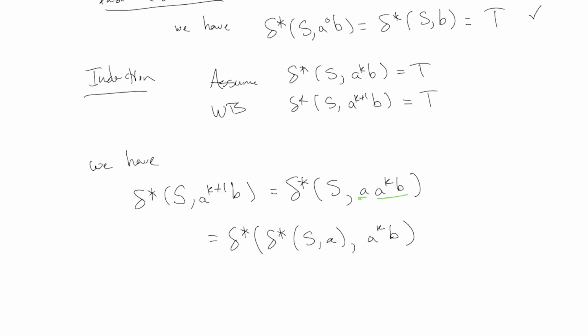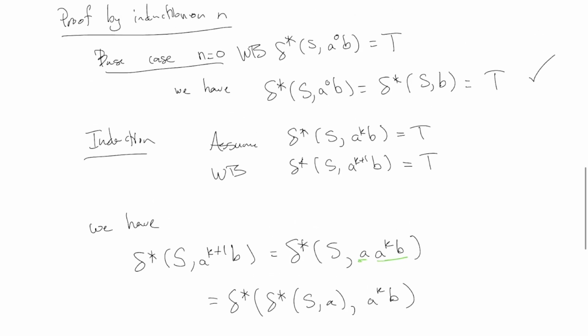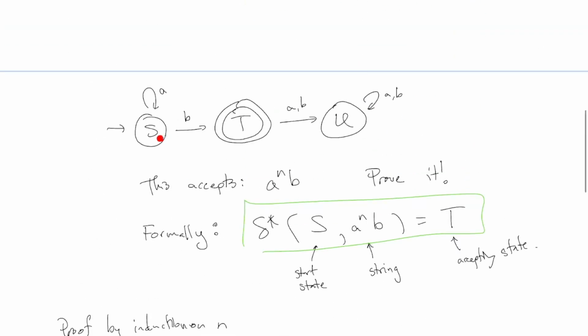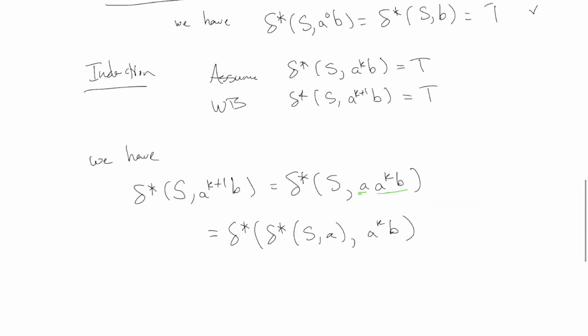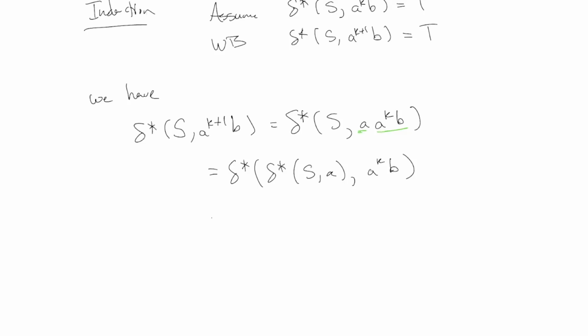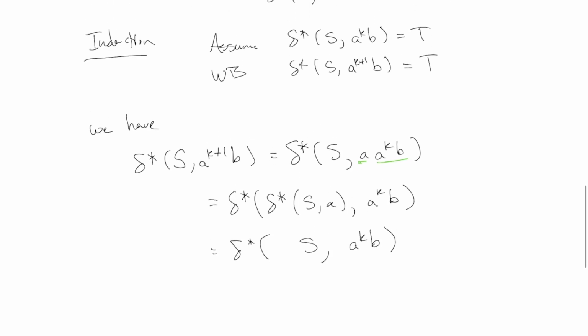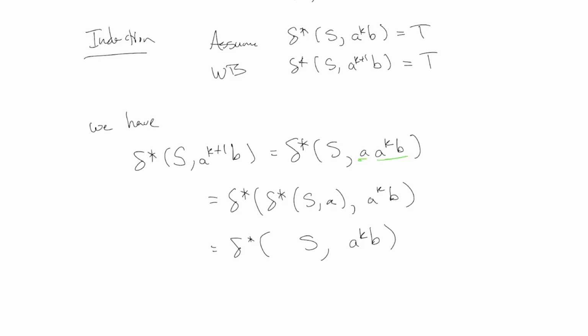And now can we simplify this? The innermost thing is delta star of S and A. And what is that? If you start in S, where does the A arrow go? You can see on the diagram it is S. So that is just S followed by A to the K B. And what is delta star of S and A to the K B? That's the induction hypothesis. It is T. So this is my very last step. The induction hypothesis says T, and that's it.